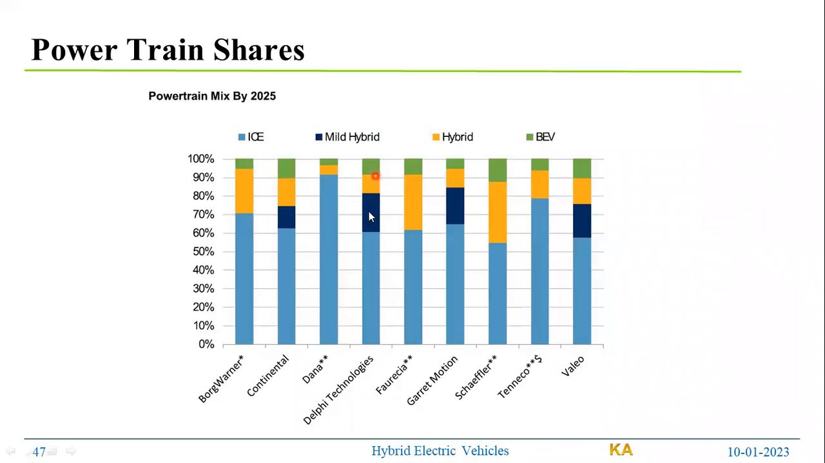If you observe Delphi, for example, they have all the architectures: IC engine, mild hybrid, and EV. Same way Valeo, same way Garrett Motion. These are not limited to these companies. These occupy the major share, but there are a lot of other companies which are not listed here. For example, Bosch is not listed here, but they have good mild hybrid and micro hybrid offerings and are already in the competition. This is how the powertrain mixture looks, and how companies are organizing themselves to move toward plug-in hybrid or hybrid electric vehicle architecture.